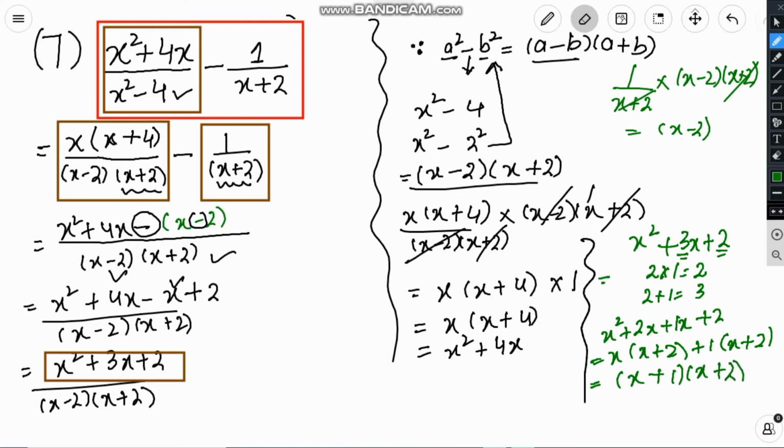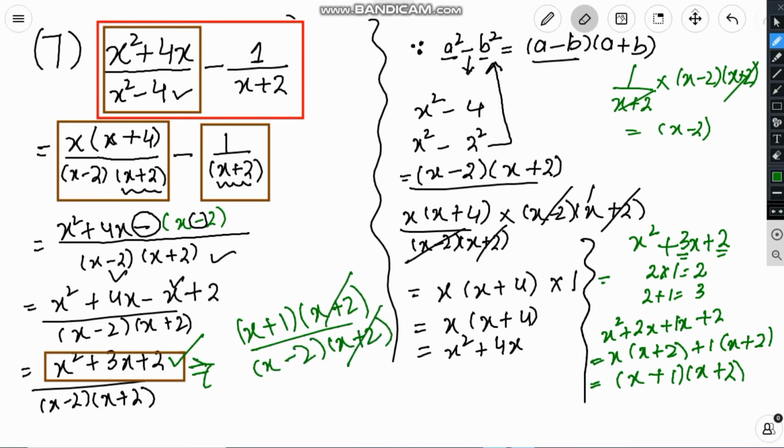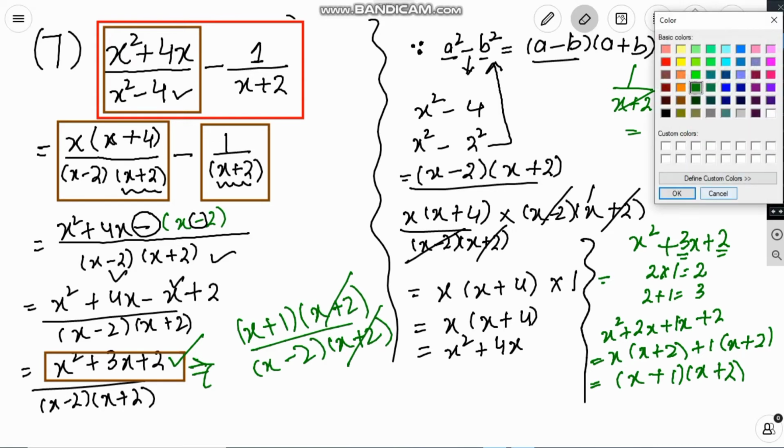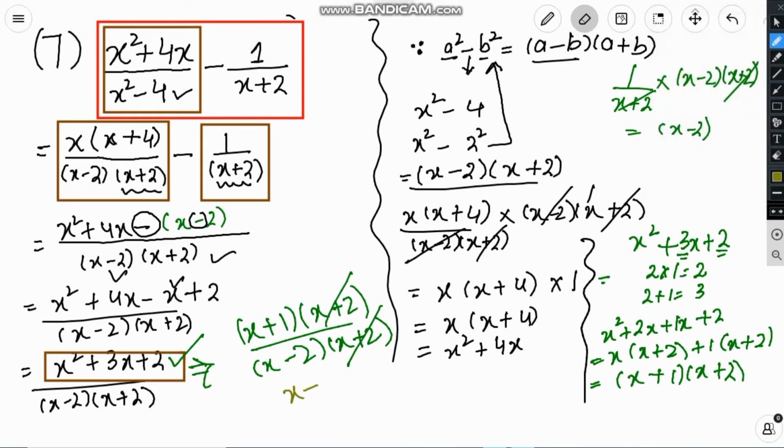So you can replace your numerator with these factors, as the factors are x plus 1 and x plus 2, and in the denominator you have x minus 2 and x plus 2. You can cancel x plus 2 with x plus 2. So your final answer is x plus 1 by x minus 2.